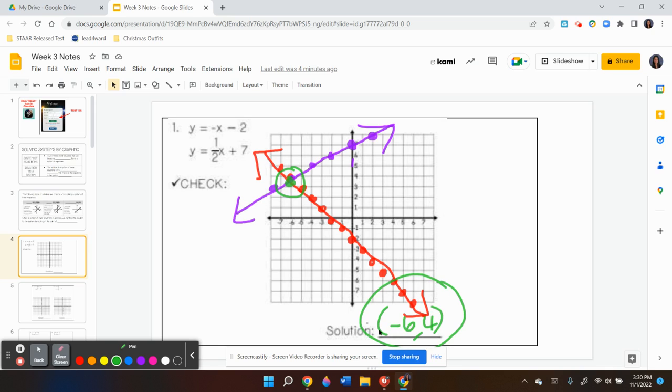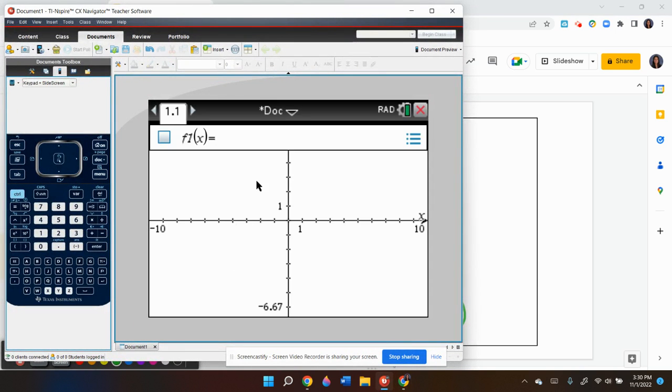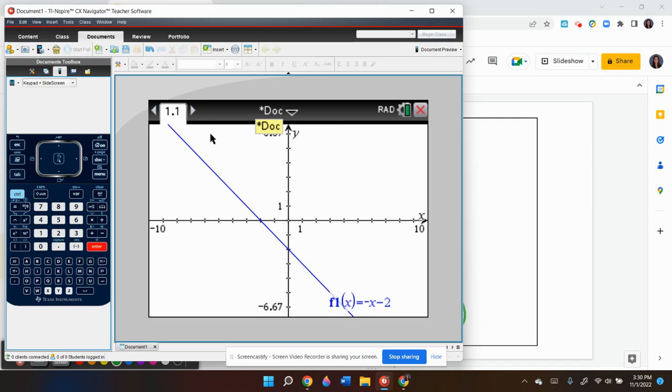Now we can also check it by using our calculator. We're going to go to our graph, and type in our first equation, which says negative x minus 2. When you push enter, this bar is no longer up here, so to get the bar to pop back up, you're going to push tab. And now we're going to type the second equation, which says half x plus 7. We can see both lines intersect right here, but we're trying to find the exact intersection.